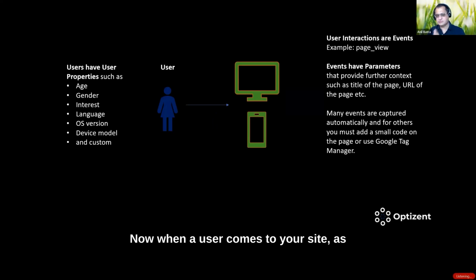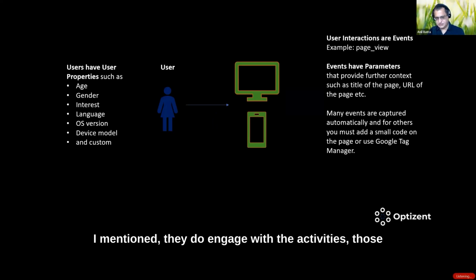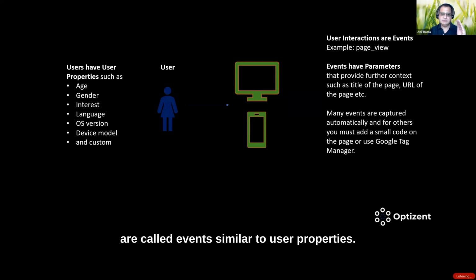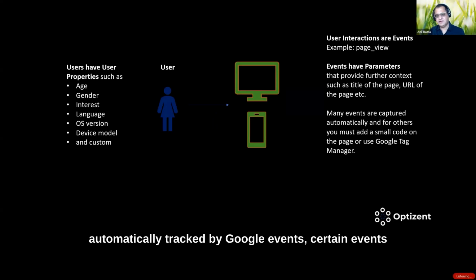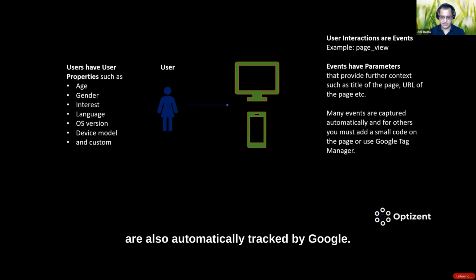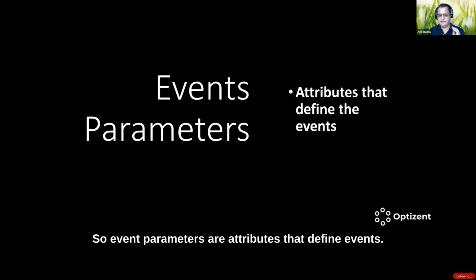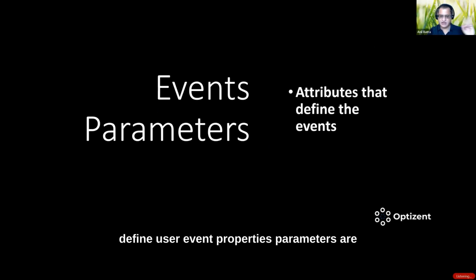Now, when a user comes to your site, as I mentioned, they engage with the activities. Those are called events. Similar to user properties, where some are automatically tracked by Google, certain events are also automatically tracked by Google. Event parameters are attributes that define events. So user properties are attributes that define the user, and event parameters are attributes that define events.